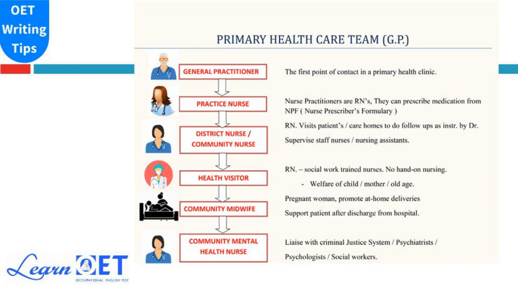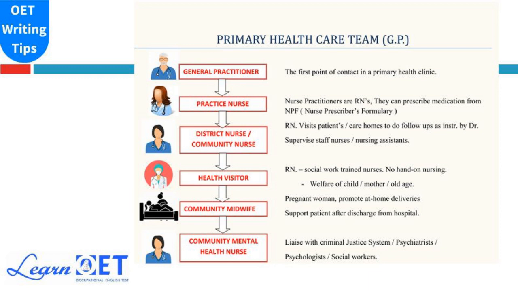And working along with the GP, there's a community health center where the community health nurses, community nurses or district nurses are working. The nurses working in a community health center are all registered nurses, and their primary responsibility is to visit the patient at the patient's house. The patient will never visit the community health nurse. The community nurse will visit the patient at the patient's residence to do the follow-up as instructed by the GP doctors, or even the hospital doctors.